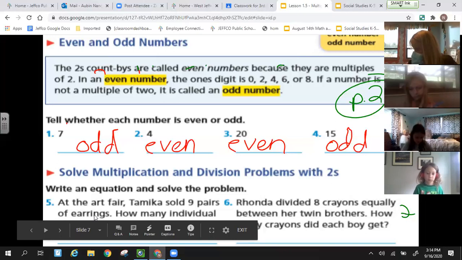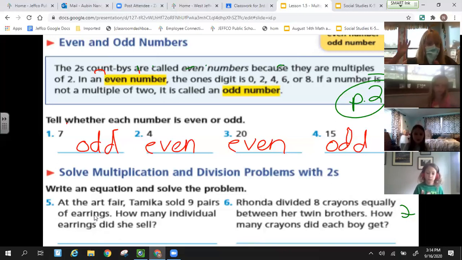In your math book, I want you to draw 9 circles. And we know pairs means what? Microphone answer. What does pairs mean? 2. Put 2 dots in each circle. We want to know how many individual earrings she sold.